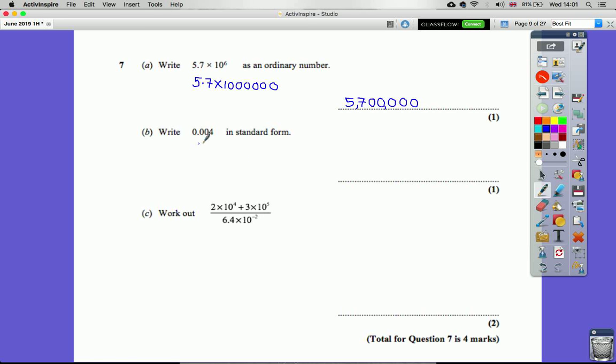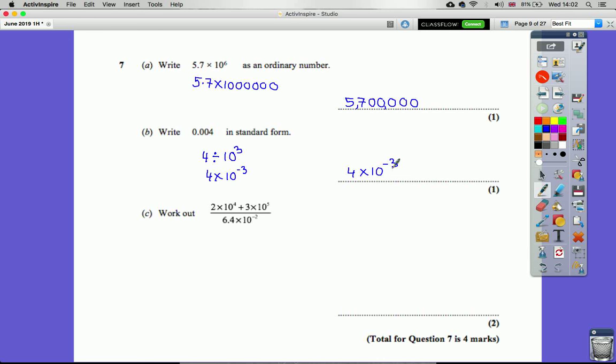Write 0.004 in standard form, so basically it's 4 divided by 10 to the power of 3, which actually means 4 multiplied by 10 to the power of negative 3. So that will be your answer.